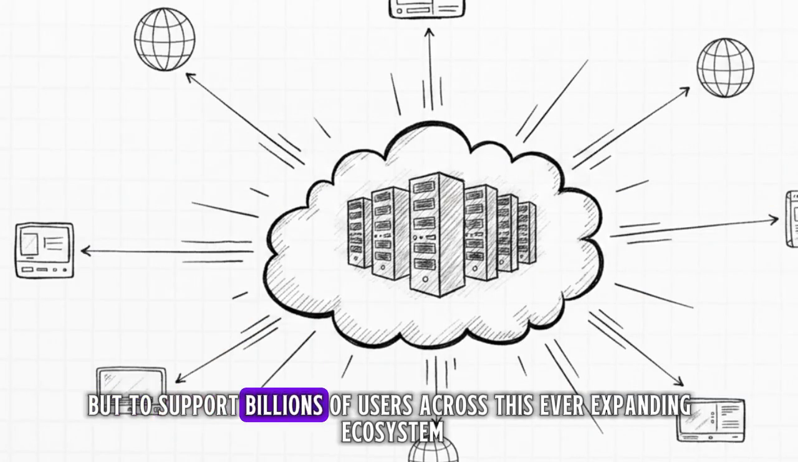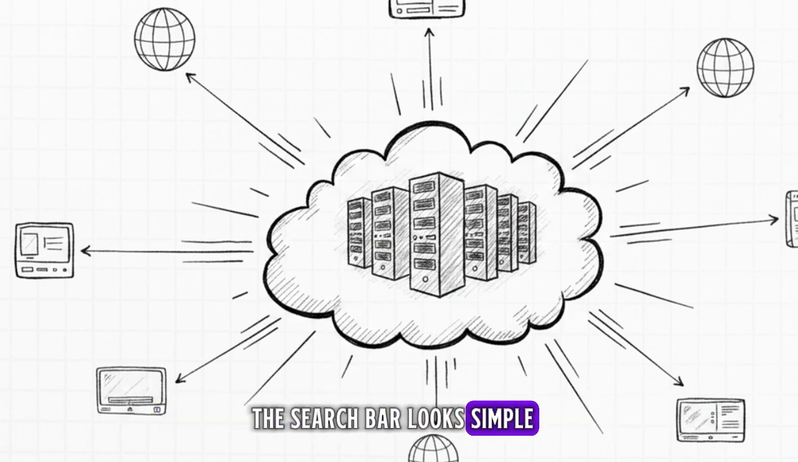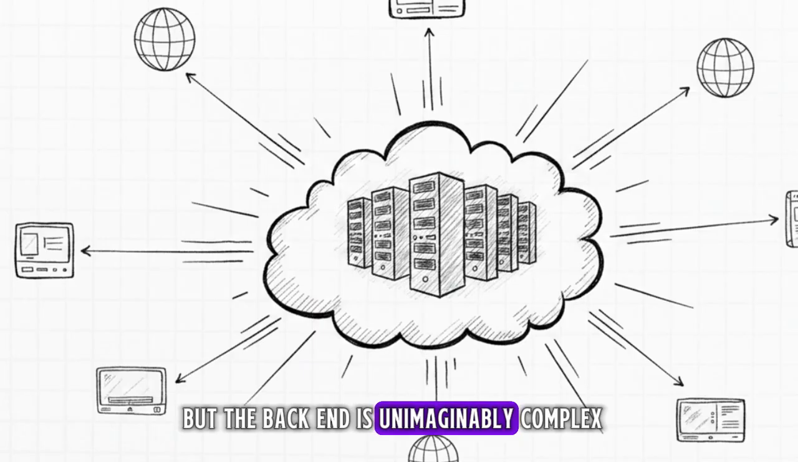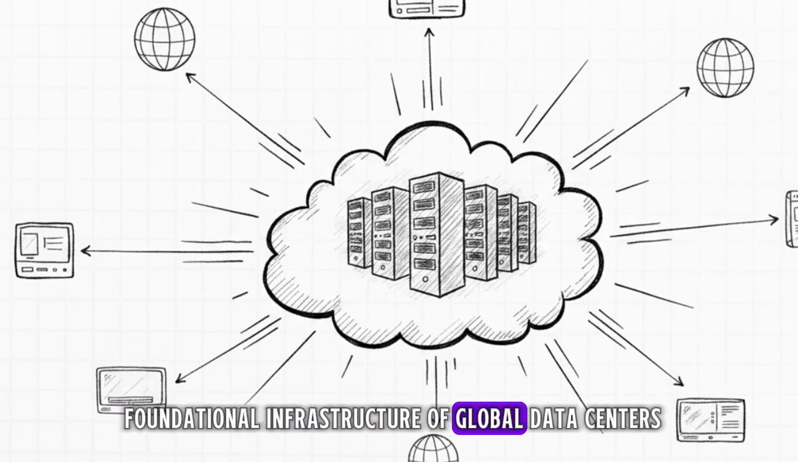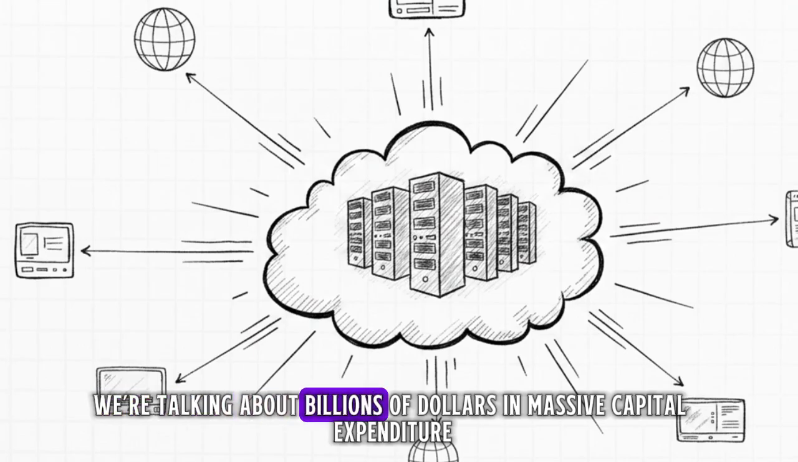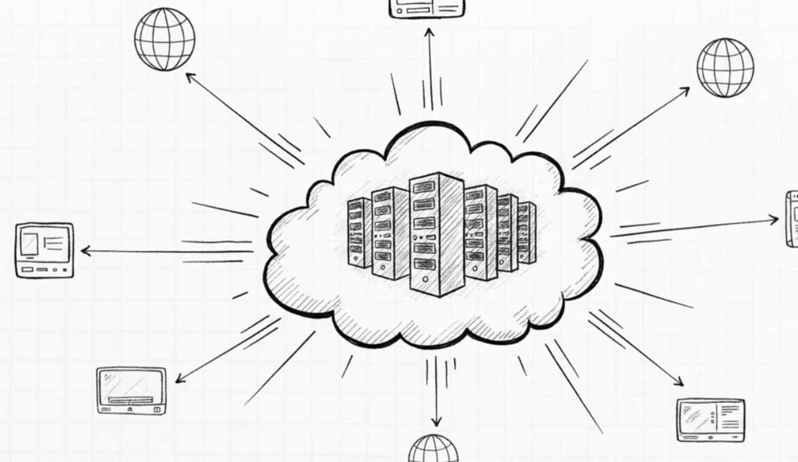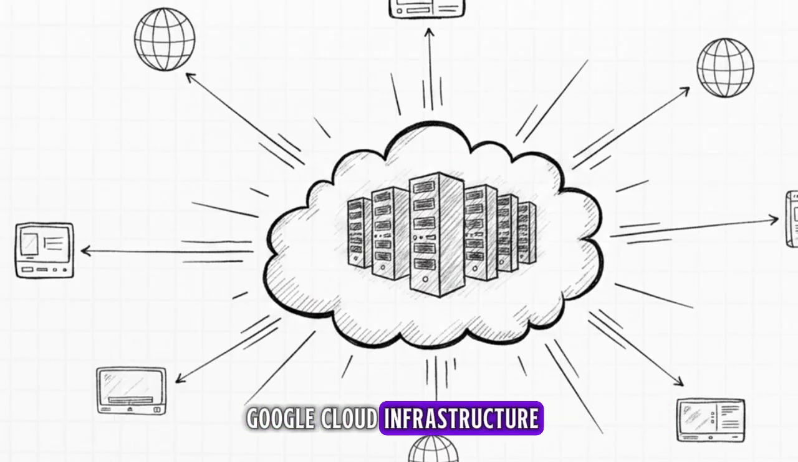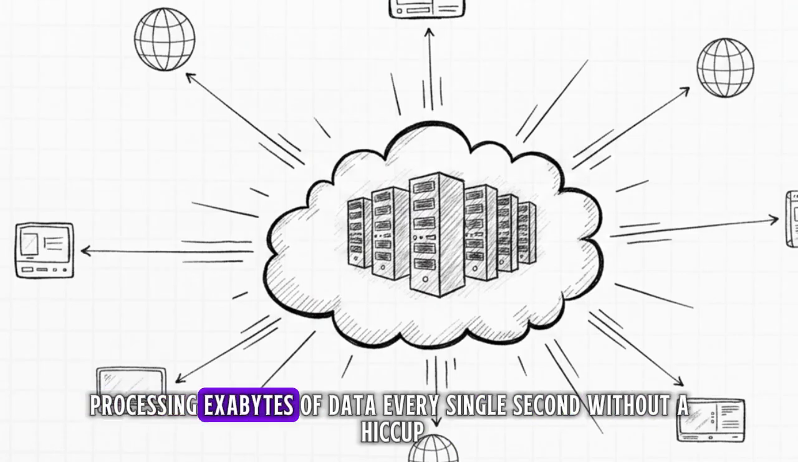But to support billions of users across this ever-expanding ecosystem, they've required unparalleled computing power. The search bar looks simple, but the backend is unimaginably complex. Google quietly built out a massive foundational infrastructure of global data centers. We're talking about billions of dollars in massive capital expenditure to create highly optimized custom server farms scattered all across the planet. This invisible, sprawling Google Cloud infrastructure is the backbone that allows their algorithms to run seamlessly, processing exabytes of data every single second without a hiccup.